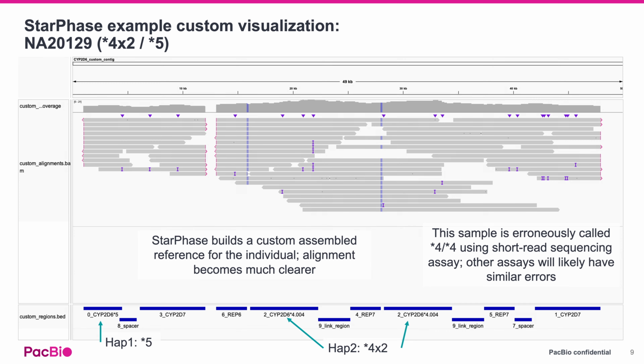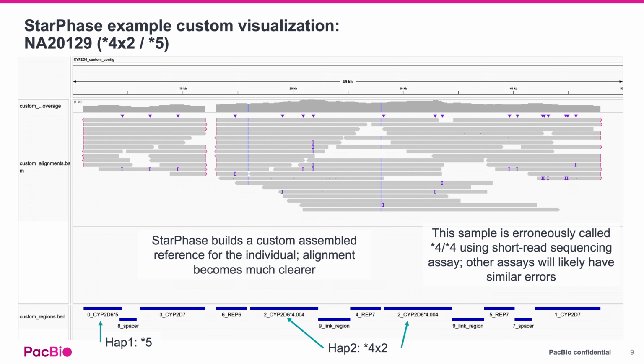So let's take a look at one of these custom visualizations that comes out of StarPhase. This picture is showing an example from NA20129, and we're looking at the CYP2D6 gene, which for this sample we know is a star4 times 2, which is a duplication event on one haplotype, and a star5, which is a deletion event on the other haplotype. If you look at this figure, at the bottom, you can see blue bars indicating which tracks have been assembled by StarPhase itself. And then for each of these haplotypes that has been assembled, the gray bars up top are individual read observations from long-read HiFi sequencing that have been realigned back to these haplotypes.